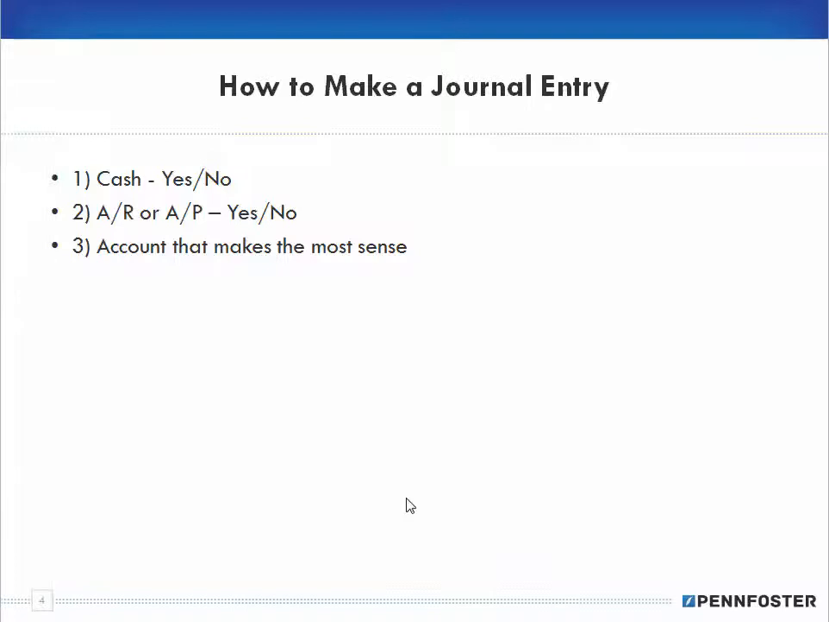Don't get caught mimicking the journal entries from the textbook, because invariably you're going to come across journal entries that you've never seen before, and you're not going to find them in the textbook. And if you don't understand somewhat of a process in order to decide how to make that journal entry, you're just not going to be able to make it.